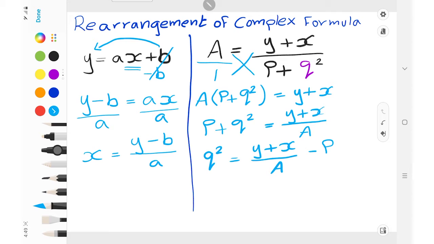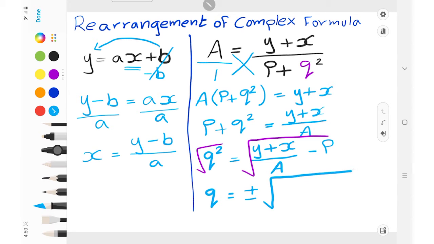I will get y plus x divided by a minus p. To remove the square, I will take the square root. But when taking the square root, I get two answers, positive and negative. I will include this in my answer: plus or minus the square root of y plus x divided by a minus p. This is what I get if I want to make q the subject of the formula.